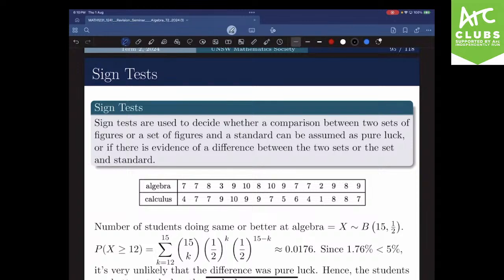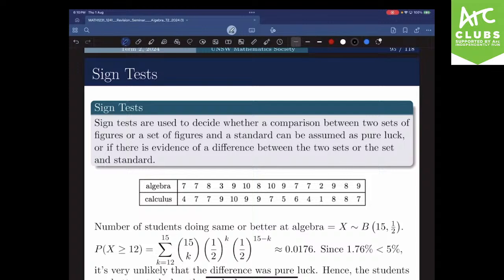So with this example, we have algebra and calculus students here, right? We want to figure out if students being better at algebra than at calculus is like a myth, or is this pure luck, or is this actually something legit, like, people are actually better at algebra than calculus, and I can say this fairly confidently, right? That's why we use these sign tests, right?